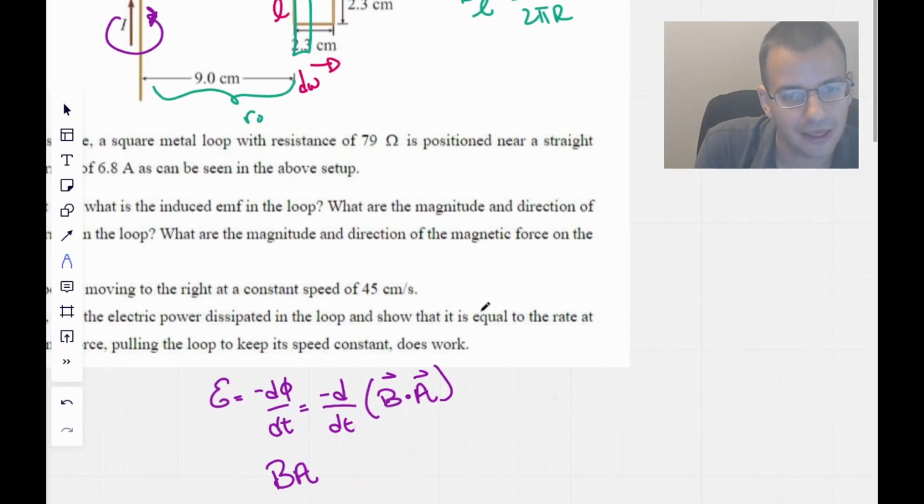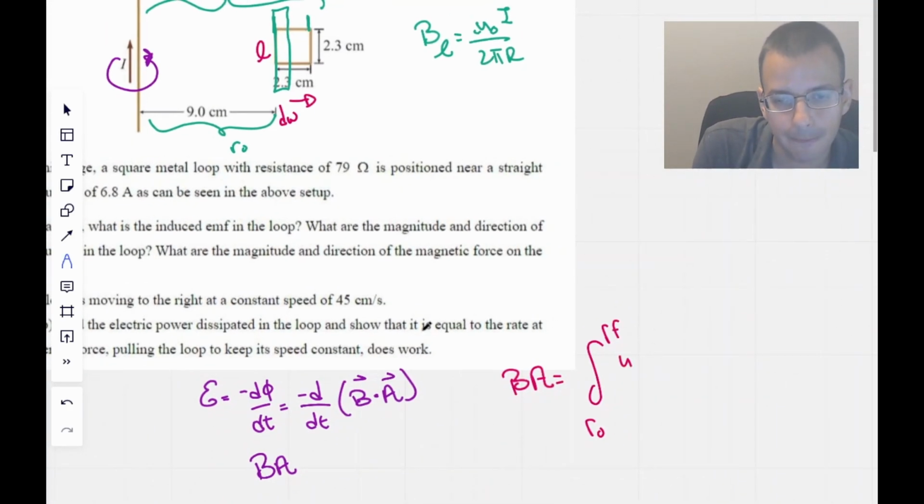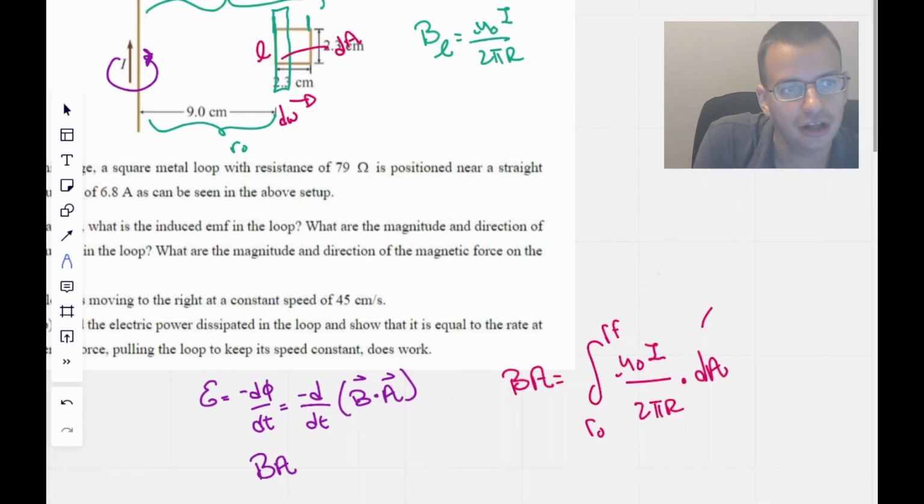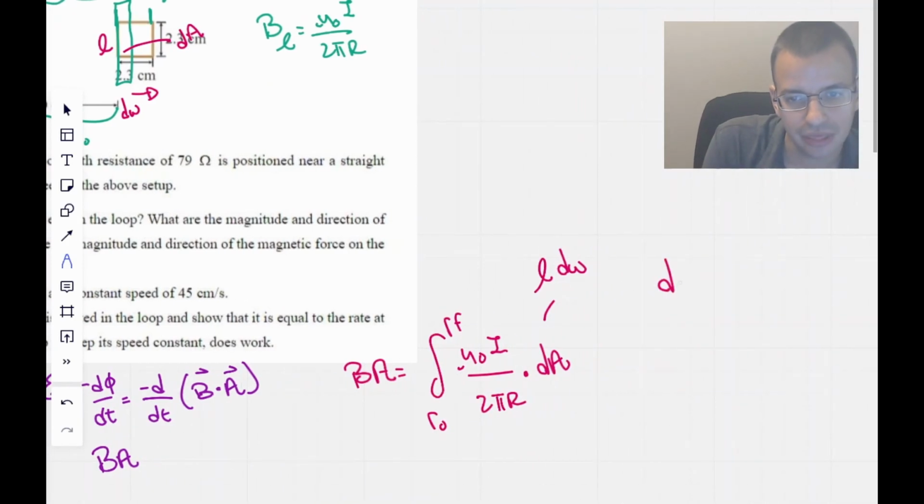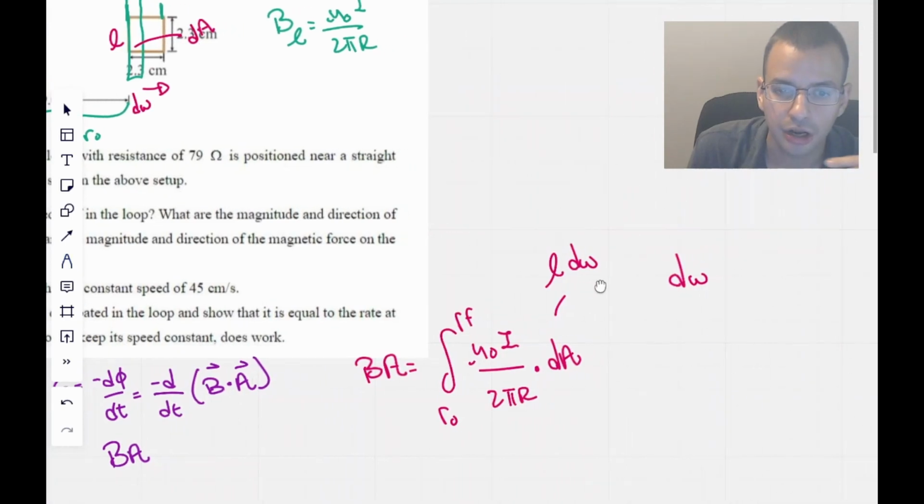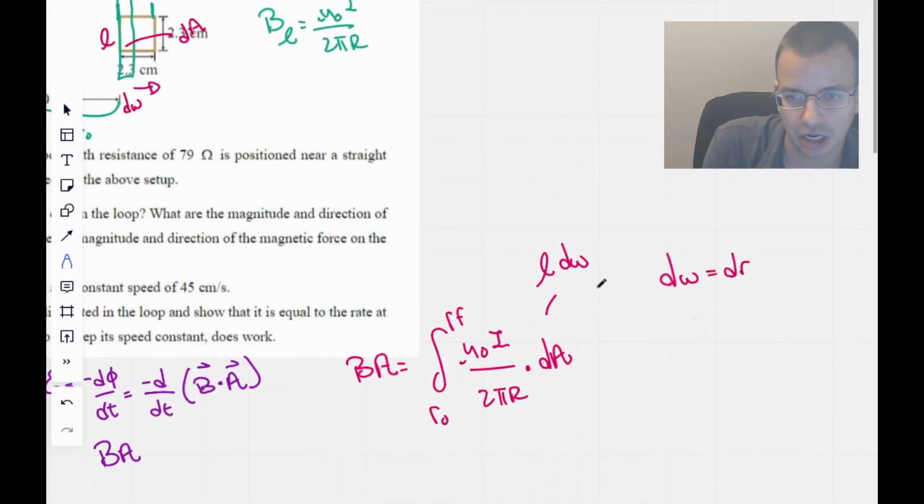Therefore, I'm going to say that our magnetic field times area is going to be the integral from some r initial to r final of that magnetic field, which is mu naught I over 2 pi r, times dA, where this dA is this differential area. That differential area is going to be length times d width. And in this case, d width, since it's in the same direction as r, is the same thing as dr. And big R on the bottom is the same as small r.